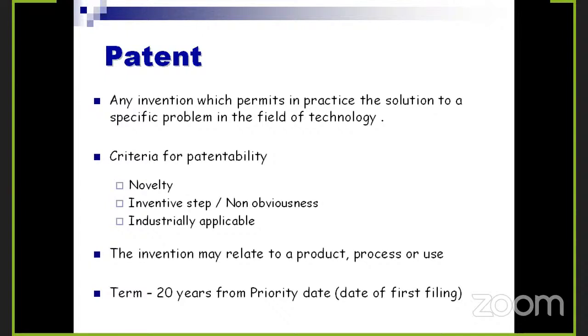The second criterion is non-obviousness, or inventiveness. This is a tricky thing and it needs to be proved. Any questions so far?